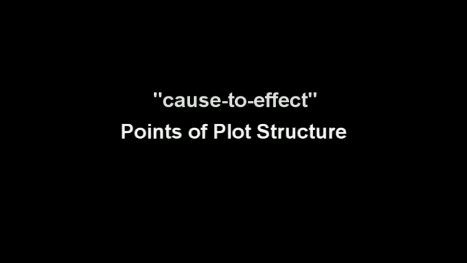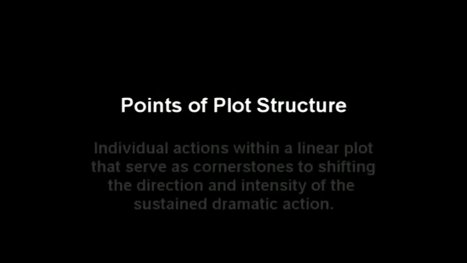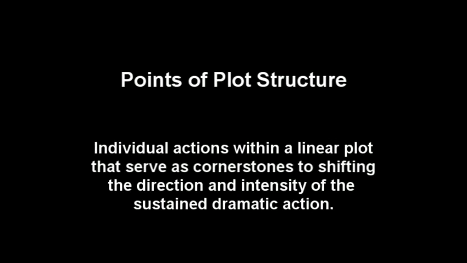We're looking at the art of playwriting and how a playwright plots the dramatic action of his plays so that they can be performed in a way that will hold the audience's attention. As we said in the last section, the linear plot arranges dramatic action in a cause-to-effect manner. Within this plot, there are important individual actions that we refer to as points of plot structure. These are designed to have a significant enough effect on the sustained action of the play as to send it into a much more intense direction.